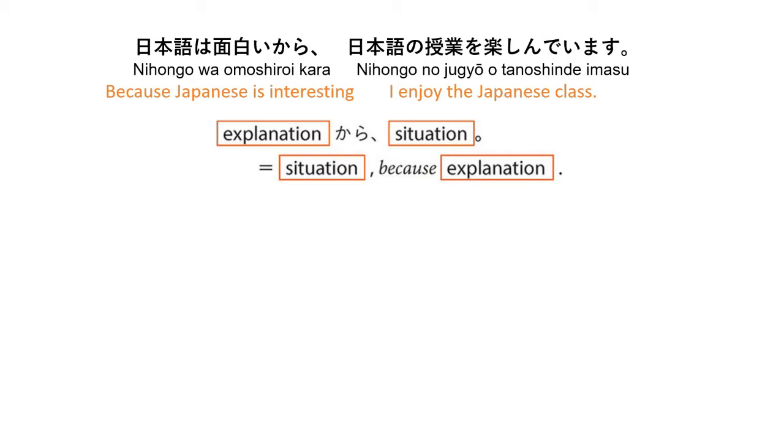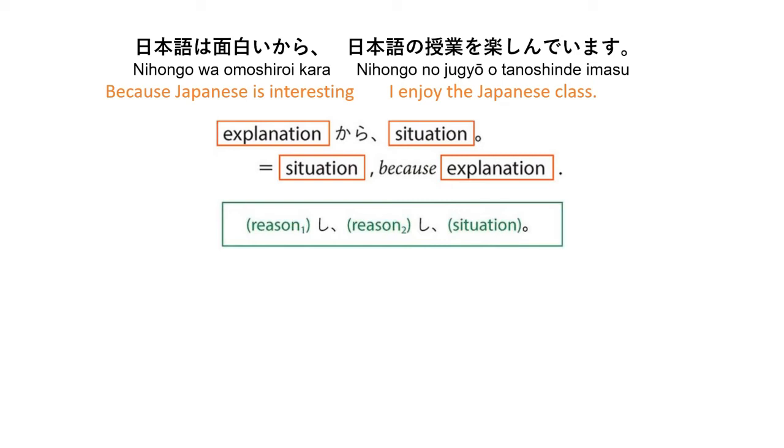Now, what about if there are two or more explanations to a situation? The grammar rule is reason, shi instead of kara, and reason, shi instead of kara also, and then situation.